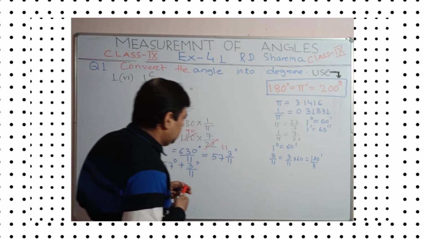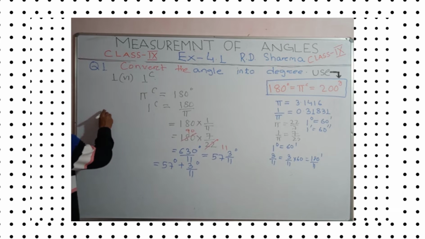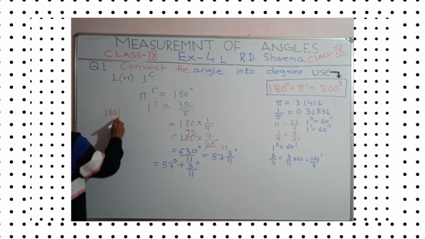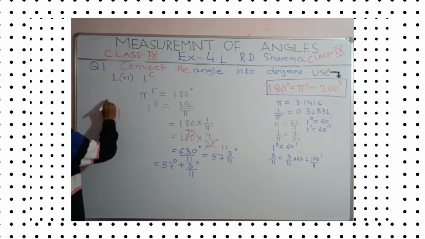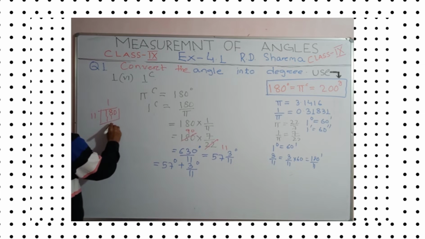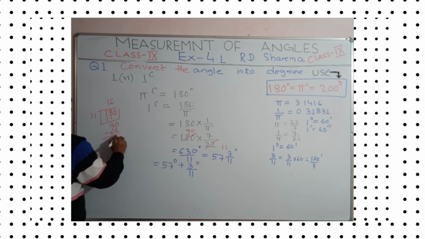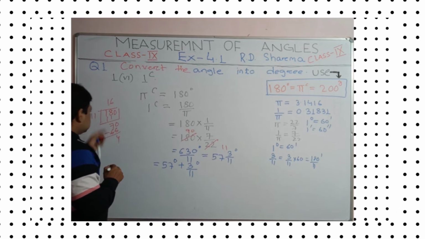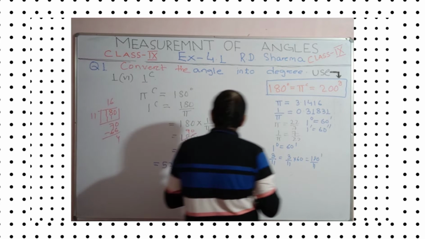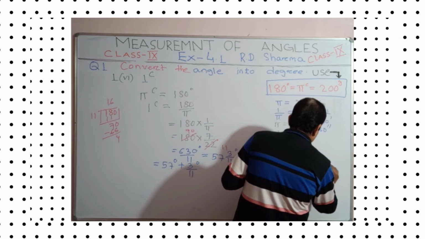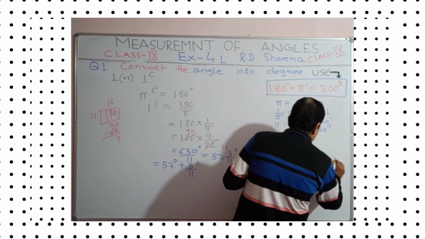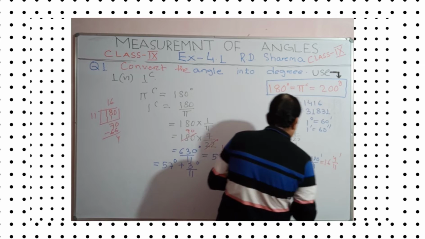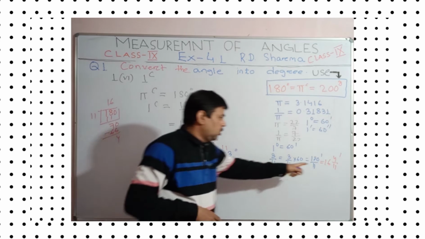So if we divide 180 by 11, 11 1 is 11, yes or no? 70, 11 6 is 66, 70 minus 66 is 4. Okay, so it is coming what? 16 whole, 4 upon 11 minute. So here you see the whole part is 16.